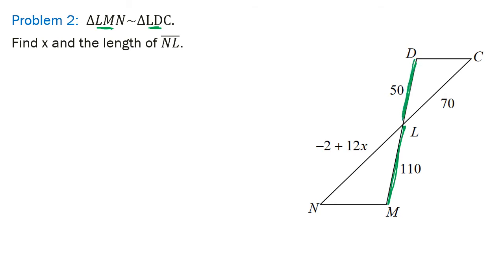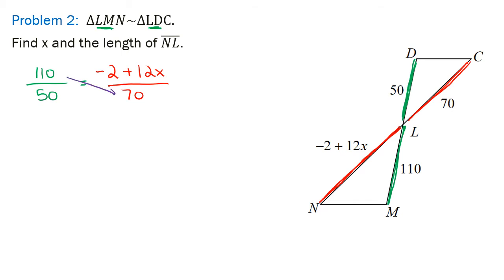So if I'm going to make a proportion to help me solve this, these two have to be in the same fraction. So I'm going to have 110 over 50. And that's going to equal the negative 2x plus 12 over the 70. And you'll notice that the numerator is made from the information from the bottom triangle, and the numbers in the denominator are made from this top triangle. You always want to be consistent.